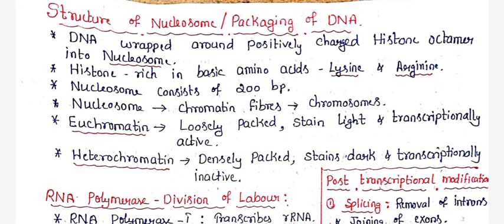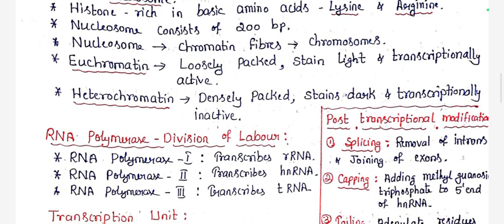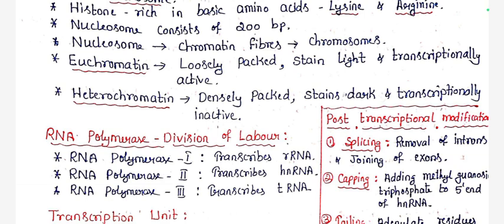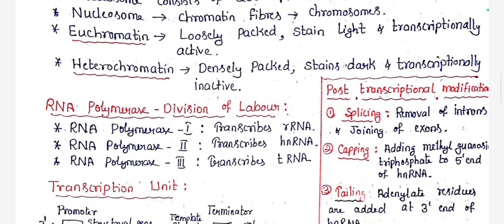The next topic is the structure of the nucleosome and packing of DNA. Remember, DNA is wrapped around a positively charged histone octamer to form the nucleosome, and histones are rich in basic amino acids. Which are those basic amino acids? Lysine and arginine. And the nucleosome contains 200 base pairs. Nucleosomes further undergo condensation to form chromatin fiber and convert to chromosome. There are two types of chromatin, euchromatin and heterochromatin. And remember, euchromatin is loosely packed, light stained and transcriptionally active, whereas heterochromatin is densely packed, dark stained and transcriptionally inactive.